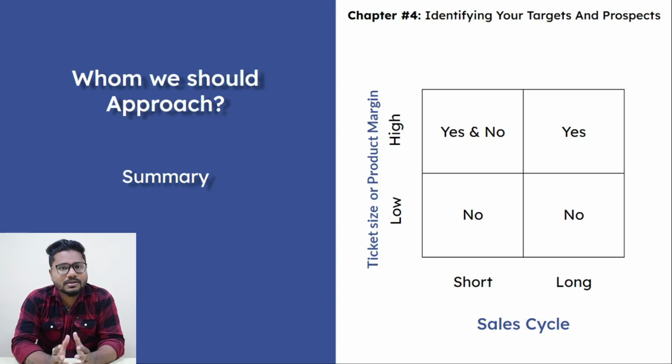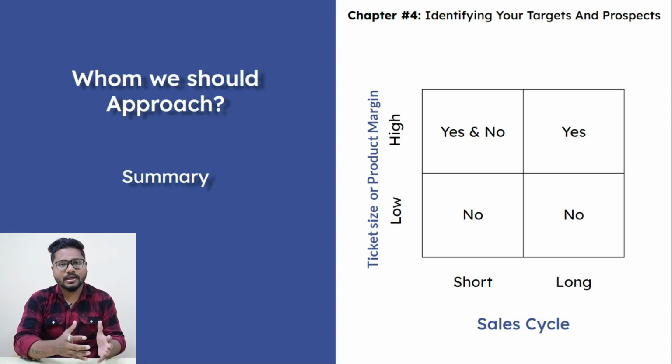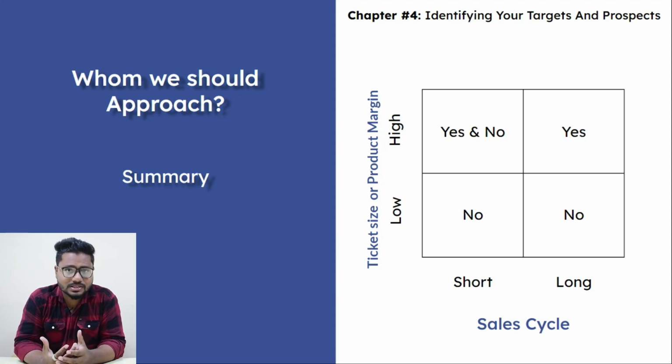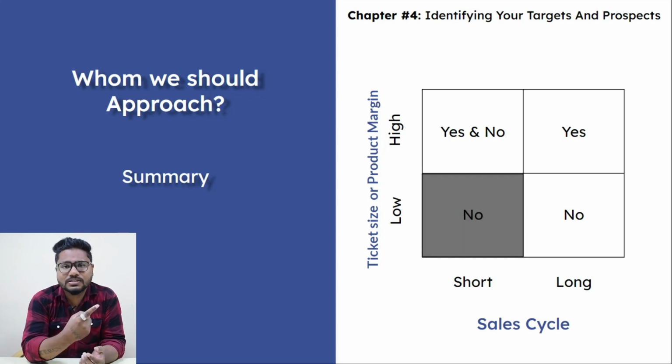This is our customer. And I hope with the help of this diagram, I was able to explain to you who it is and on whom we should invest our time and with whom not to. To summarize it in brief, let me repeat once again. Number one, whose sales cycle is short and product margin is less. Please do not approach them. They are not our customers.